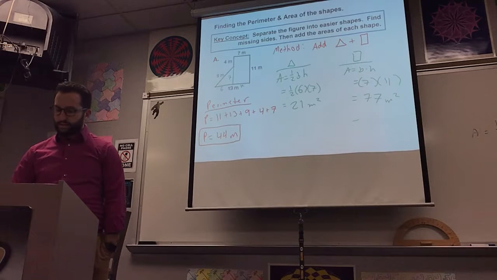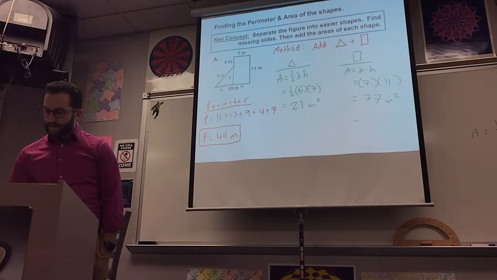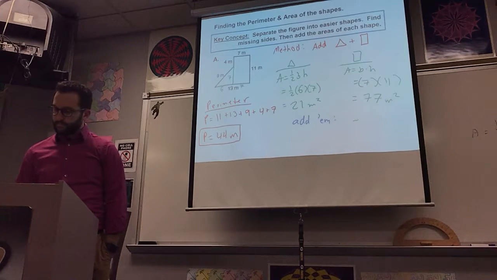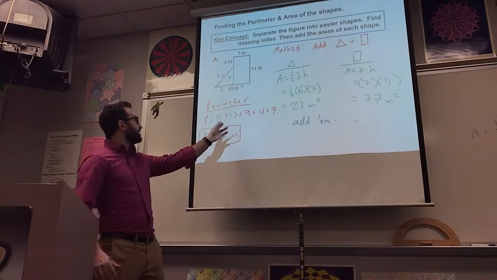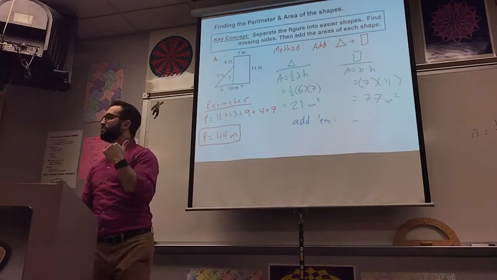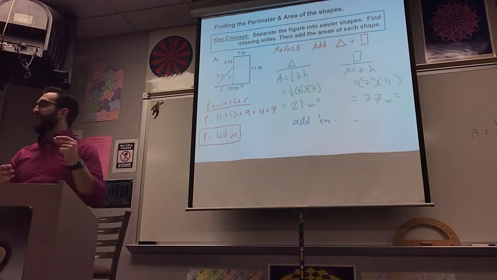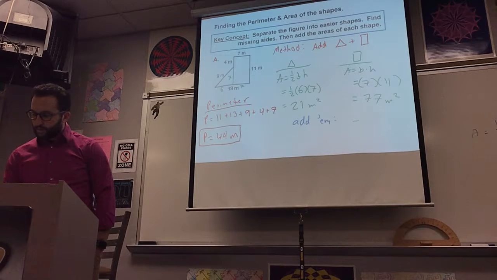The final step is to do what? Add them. Yep. We're doing perimeter, so the reason why I had us do perimeter first is because on this particular shape that one is a lot easier. So it's fast. So we add them and we get 21 plus 77, which equals 98 meters squared.